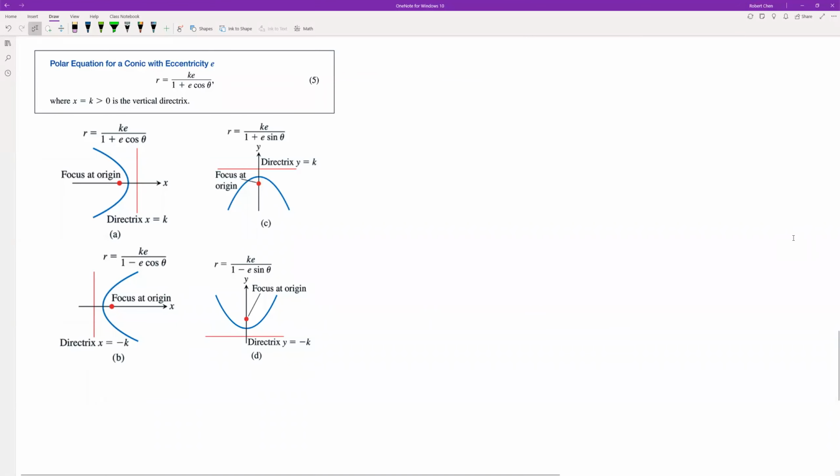All right, so here we have the polar equation for a conic section with eccentricity E. In this form, we're assuming that we have a vertical directrix, which means we are looking at a parabola, ellipse, or hyperbola opening in a horizontal direction. In the first two, we have a parabola opening to the left, and notice that here it's a plus e cosine, and if it's opening to the right, then it's minus e cosine. That's the main difference.